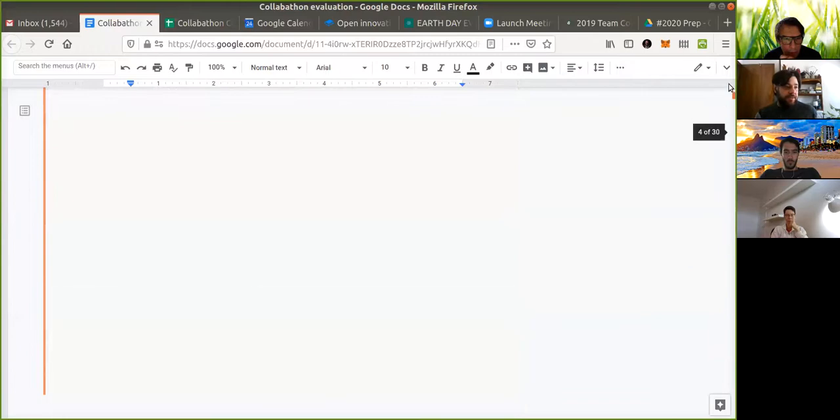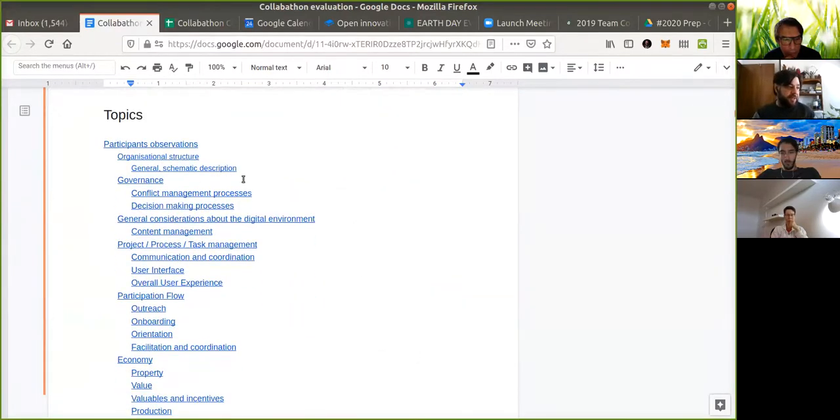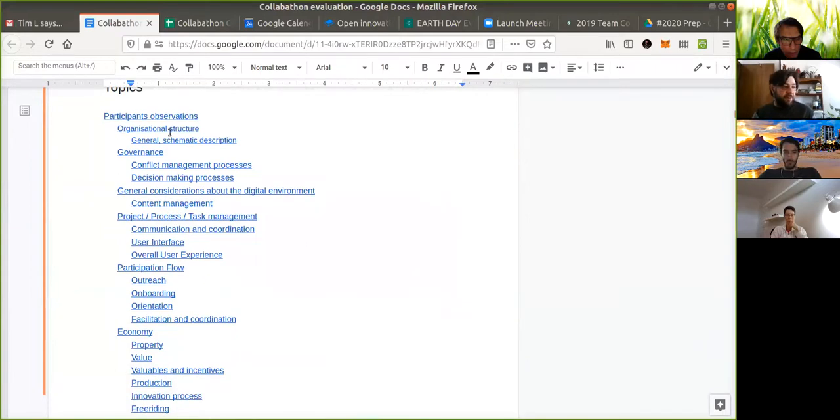So there's a few dimensions on which we looked at participation last year. First of all, we looked at the organizational structure, this container, how it was formed. We looked at the governance. What kind of governance were participants exposed to when they joined the Collabathon? Were there rules that were jumping in their face that they had to follow? Were they aware of some rules, or were they just nice people trying to do their best? So we were looking at that.